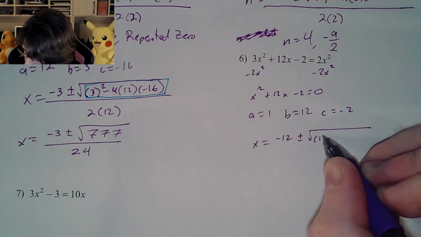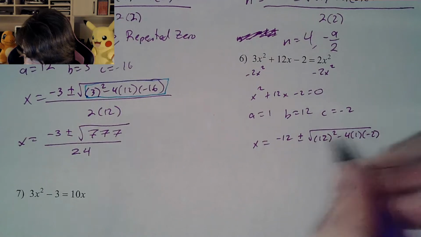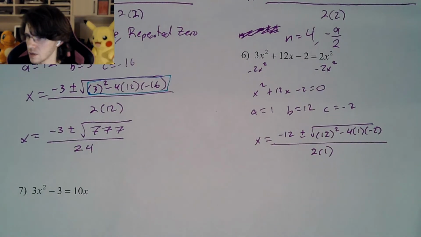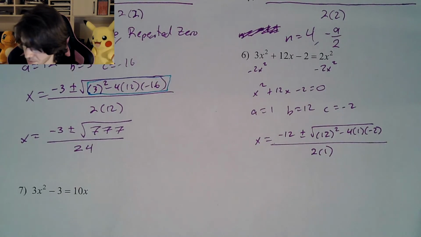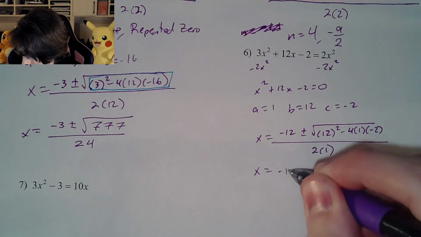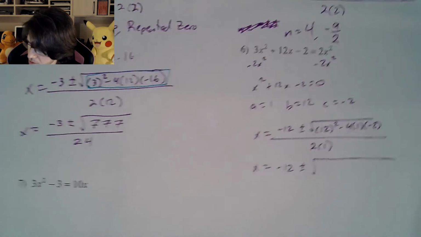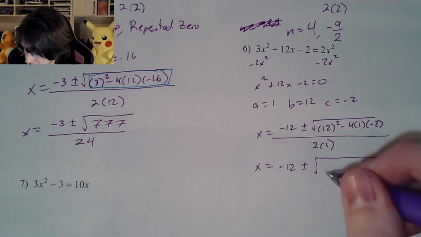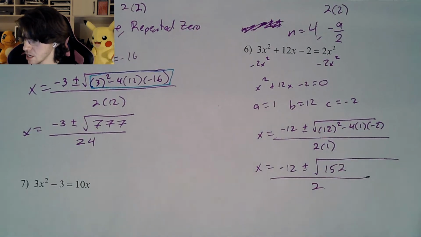We got b squared minus 4ac all over 2a. And yet again, we're in that same exact situation where if you plug it into the calculator, you get some crazy decimal numbers. So instead, we're only going to plug in the part that is under the square root. And if you do that, looks like we're going to get 144 plus 8, which is 152, divided by 2.